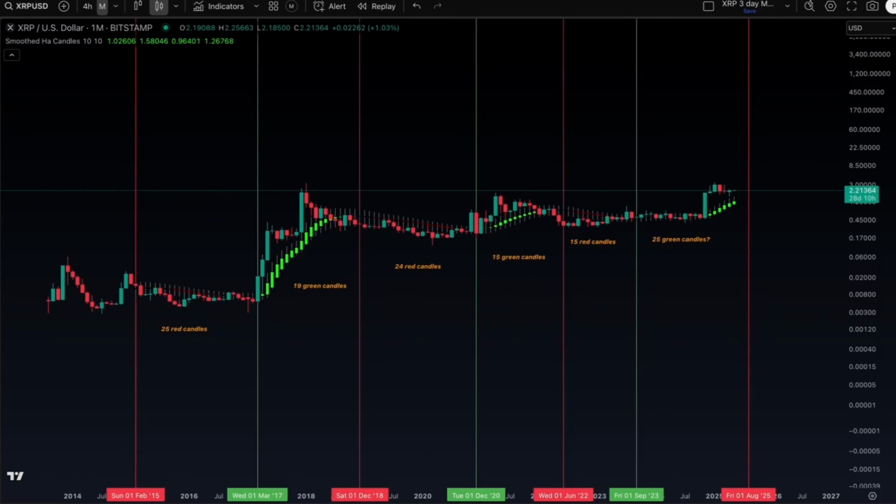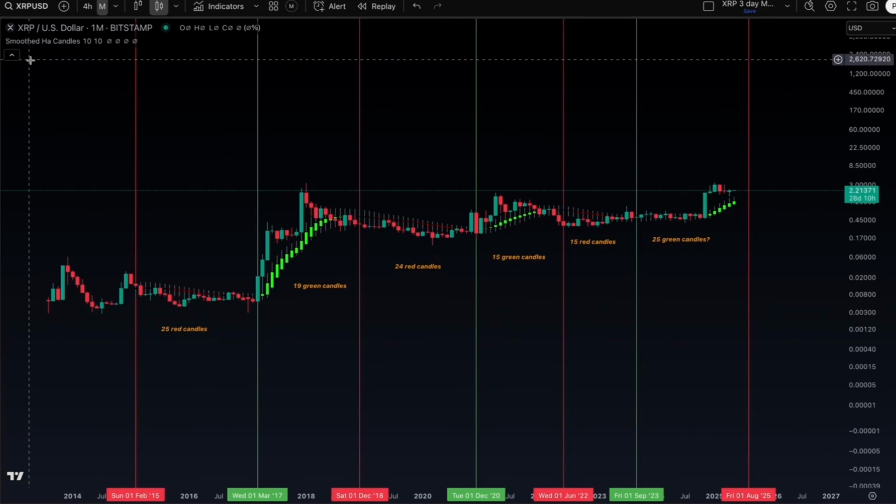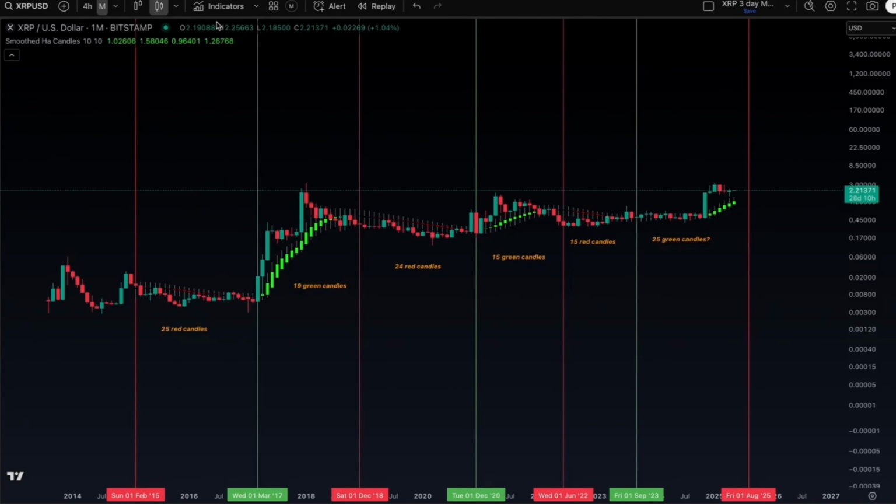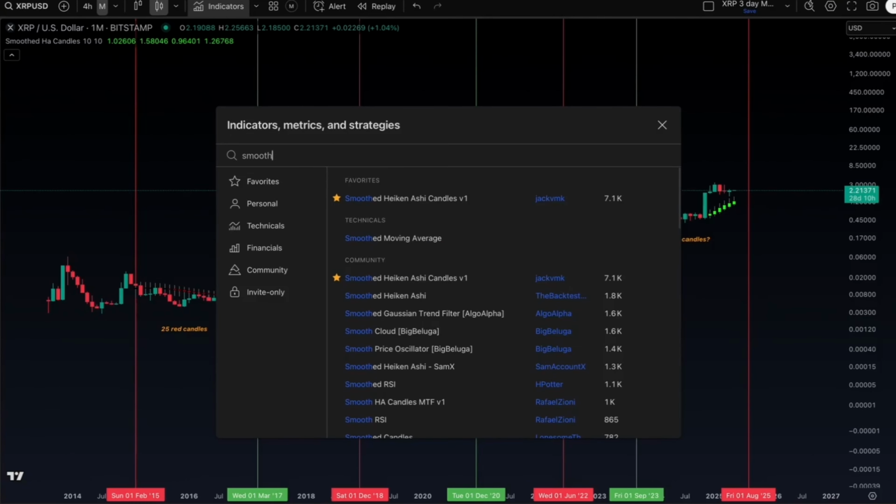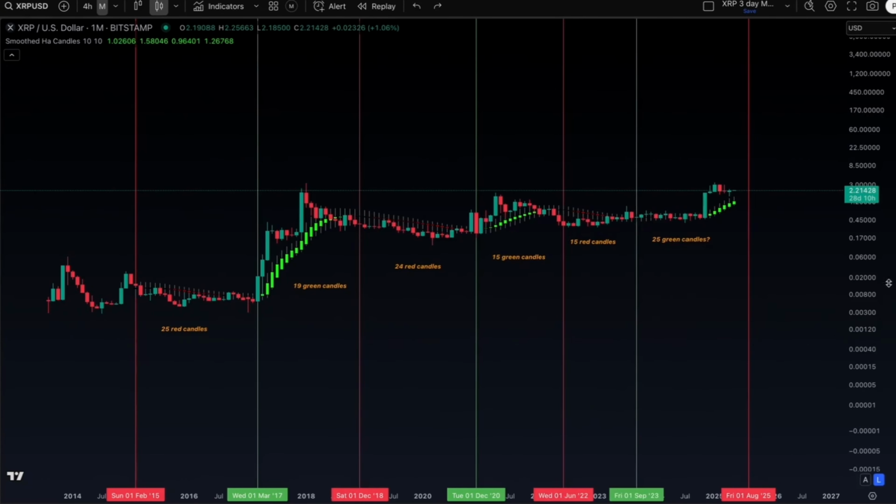In today's video, we're going to be looking at XRP on the monthly time frame. And it's a bit of a different video today. I'm always trying to come up with new approaches for analyzing the markets. On the screen, we have the Smoothed Heikin Ashi candles, which is a free indicator. You can find it located on TradingView right here. Jack VMK, Smoothed Heikin Ashi candles V1. Click it and pop it into your chart. I've already got it, so I don't need that.